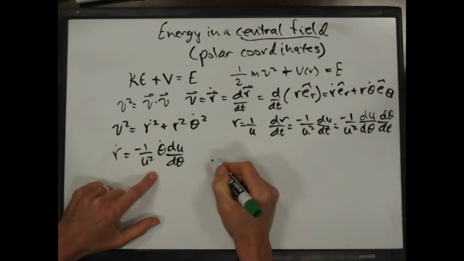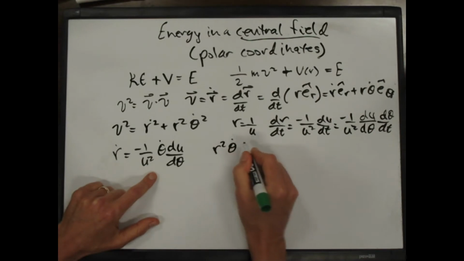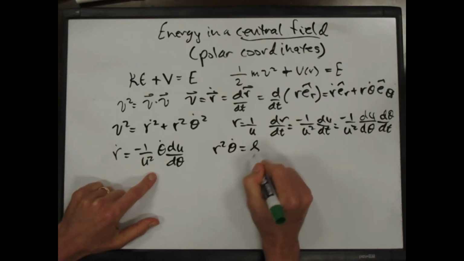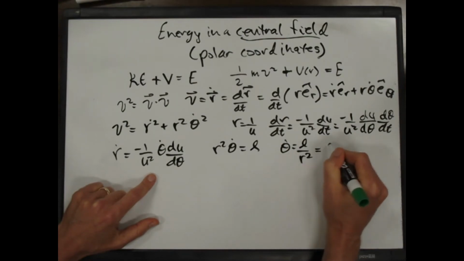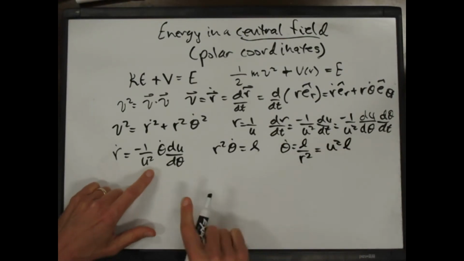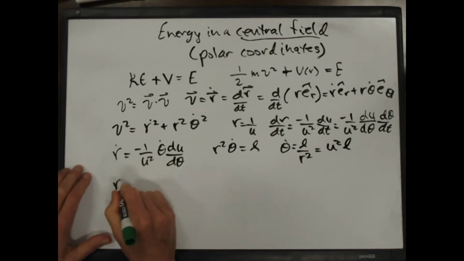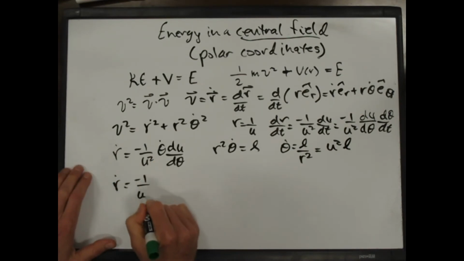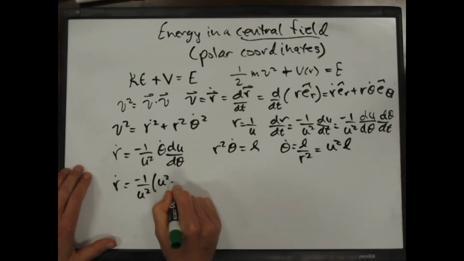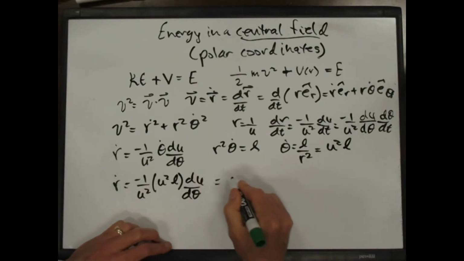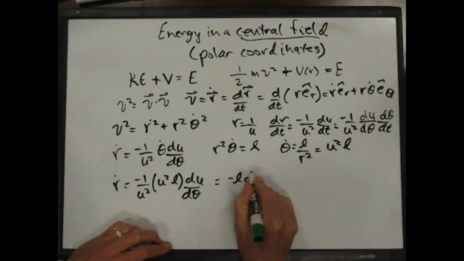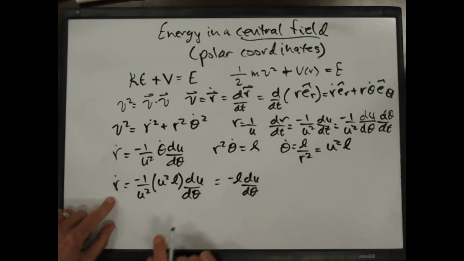Also in the beginning of the chapter, when we were looking at Kepler's second law, we found that r squared theta dot is equal to the angular momentum per unit mass, and that's a constant of motion. And so that means that theta dot is equal to L over r squared, or is equal to u squared L. And so I can substitute in here, for example, I can say r dot is equal to minus 1 over u squared times theta dot, which is u squared L, and that's du d theta. And so this is, let me see if I get it right, minus L du d theta, and that's r dot.